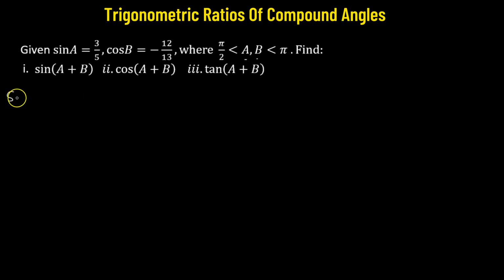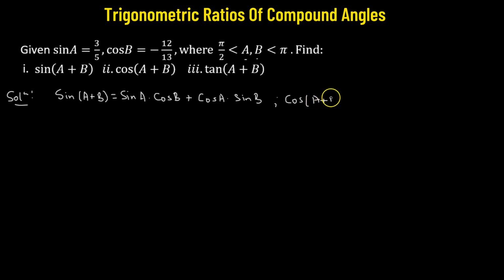So let us begin. Now, let's first state the formula for each of the three trigonometric ratios. So we have sine of A plus B. Now sine of A plus B can be expanded as sine of A times cosine of B plus cosine of A multiplied by sine of B. Then we can also define cosine of A plus B. So cosine of A plus B will be equal to cosine of A times cosine of B minus sine of A multiplied by sine of B.